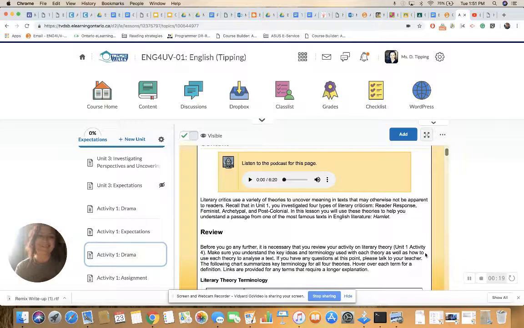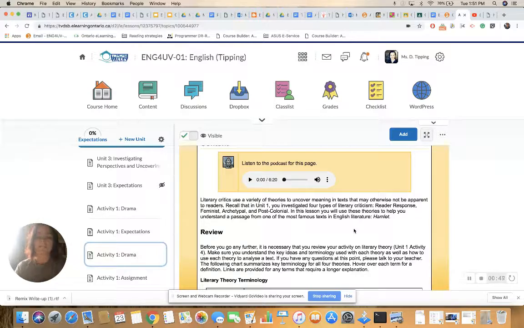Okay. So I start off this activity by reminding you about literary theory and that critics use a variety of different types of theory to uncover meaning in texts that may otherwise not be apparent for readers. I don't want you to think of that as the idea that there are hidden meanings in literature. It's not so much that they're hidden, it's just that they may not be obvious to you the first time through, or even the second time through a text.